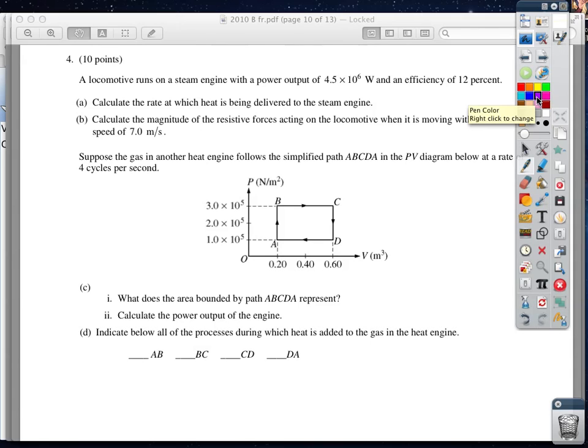So, all right. This represents the work, right? That's what they're looking for. Calculate the power output of the engine.